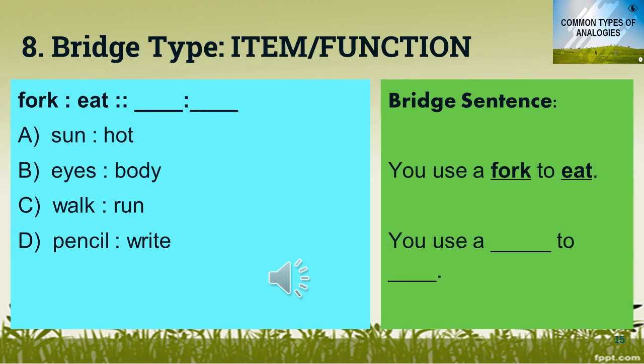The eighth bridge type is the item to function analogy. So one word is the object and another one is the related function. So for example, fork: you use a fork to eat. So let us use this bridge sentence for us to solve this analogy. So the correct answer is letter D. You use a pencil to write. So fork is to eat as pencil is to write.